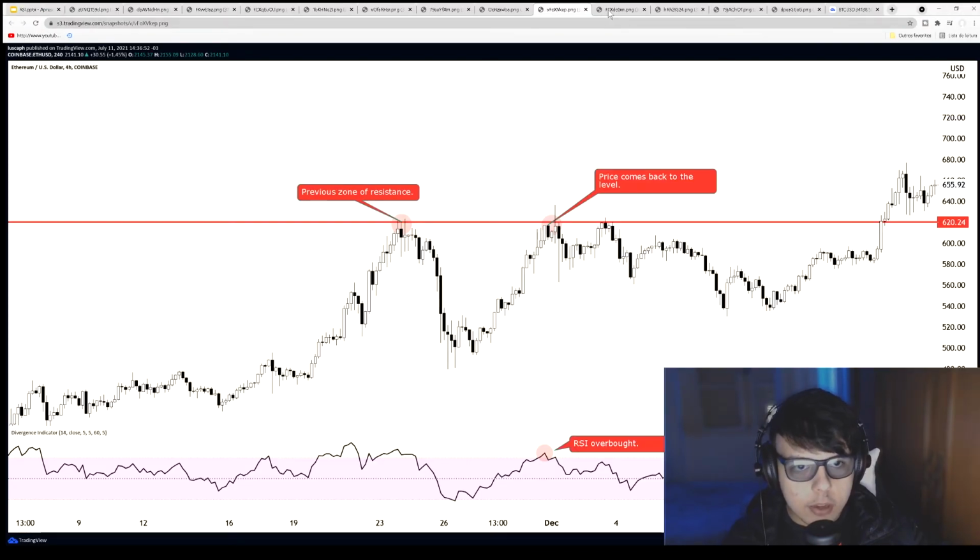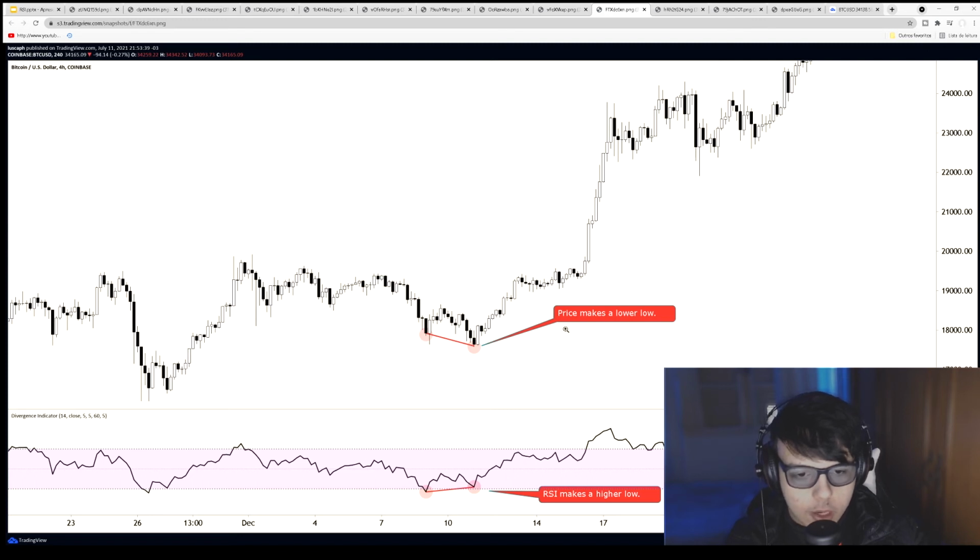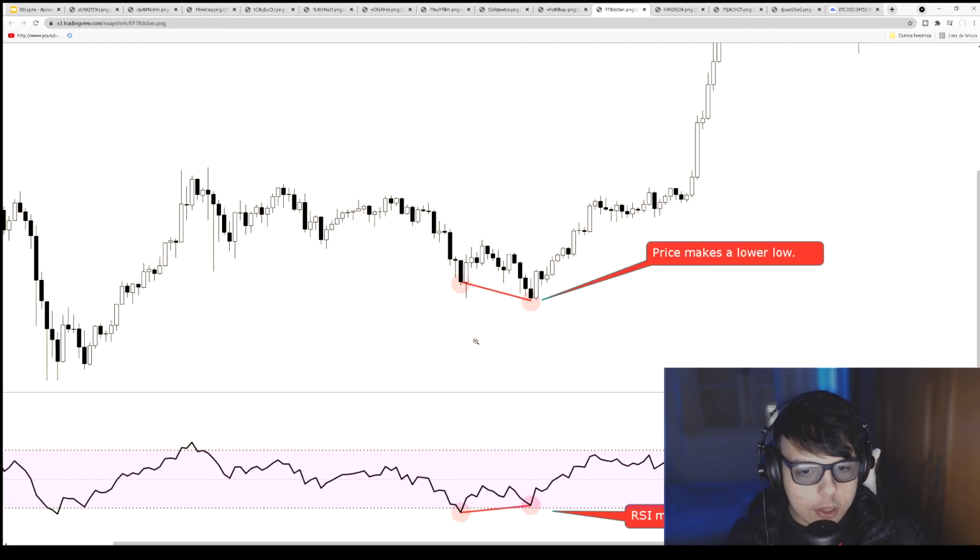And the first example that I have for you guys is this one. This is the BTC 4-hour chart, okay? And if you guys take a look at the price action here, the first thing that we can look at is what the price is doing. So we make a low here, and we make a lower low in this area right here that I highlighted for you guys. But if you look at the RSI here, while the price was trending down, the RSI actually made a higher low on the indicator here.